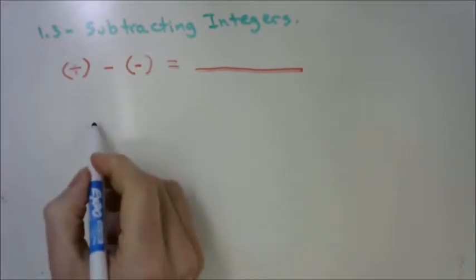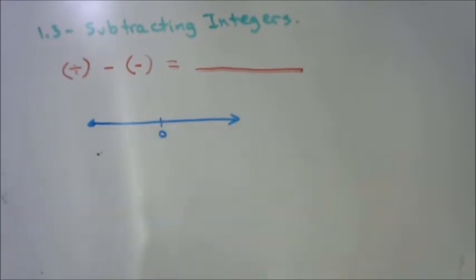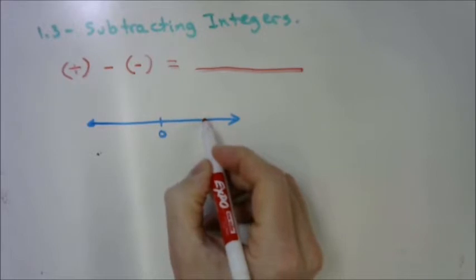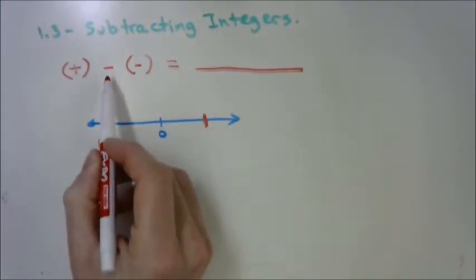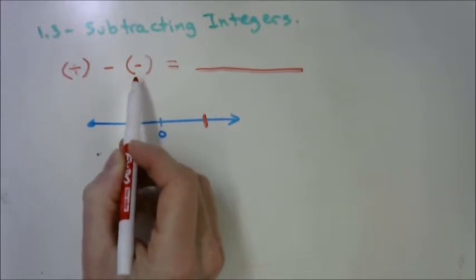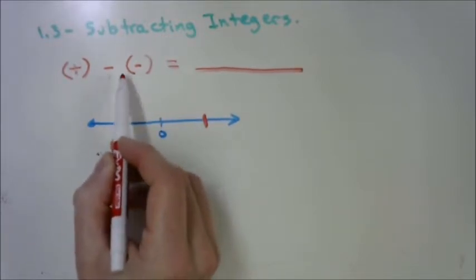Let's draw a little number line here and have a look. So, we've got 0 here. And we're starting with a positive number, so we're starting somewhere over here. And now we're going to subtract a negative number. It's going to stay positive.